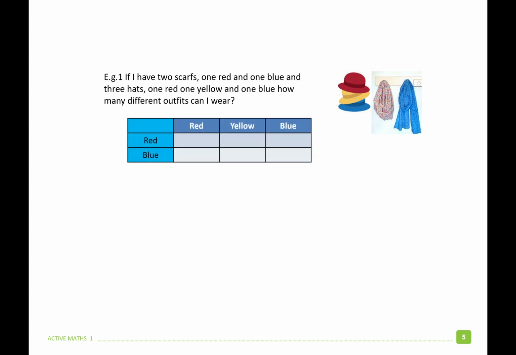To draw your two-way table, in your first column, we write all of the possible outcomes for your scarves. Okay, so in our first column, we have all of our possible outcomes of scarves. So my scarf could be red or blue. And then along the top in my first row, I write all of the possible outcomes for my hats. My hats can be red, yellow, or blue. To find our outcomes, we add together our columns and our rows to fill in the table.